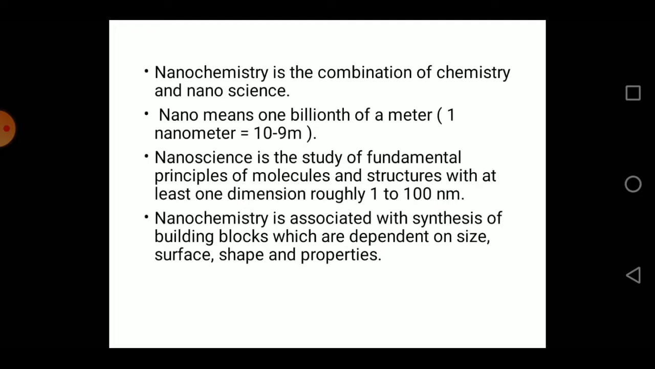And also nanoparticles and nano layers will have very high surface area to volume. Okay, so what will happen? This makes them very ideal for use in various fields such as in chemical industries, biological materials, also in biomedical applications. So nanochemistry is associated with the synthesis of building blocks which are dependent on the size, surface, shape and properties.